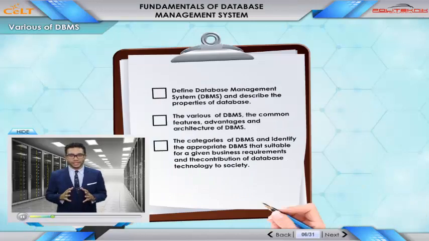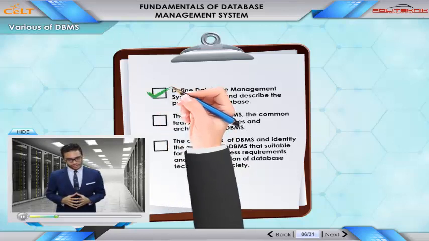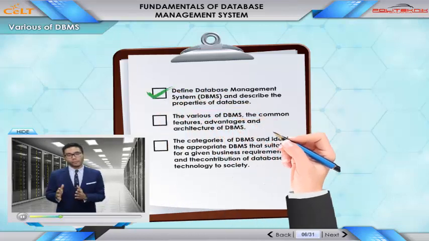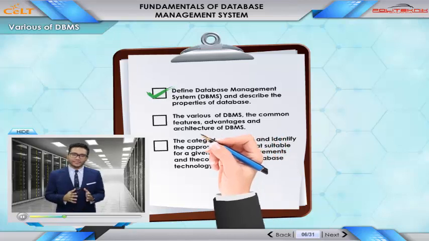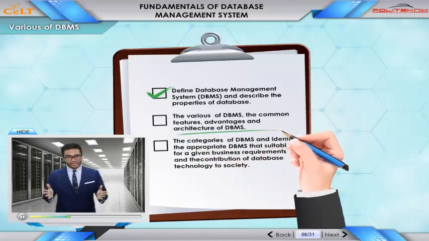We have just completed learning about database management system and describing the properties. Now let's look at the various types of DBMS, the common features, advantages, and architecture of DBMS.